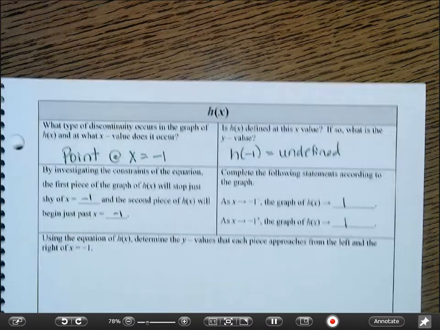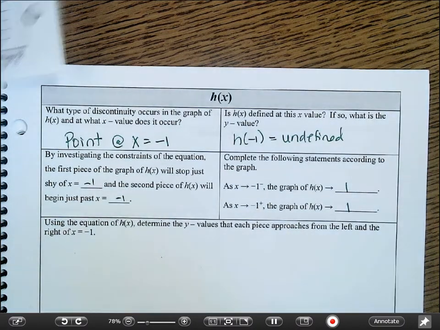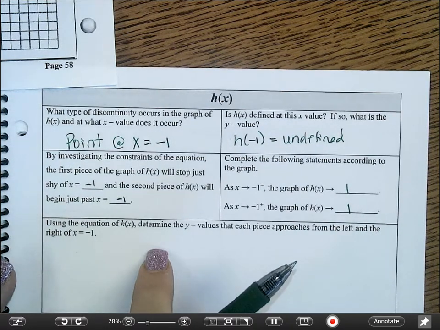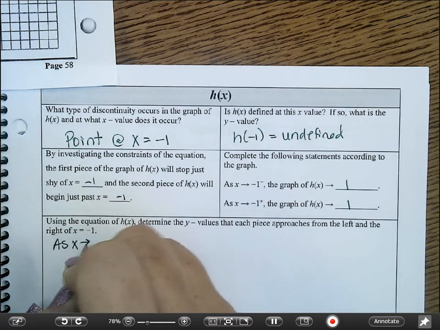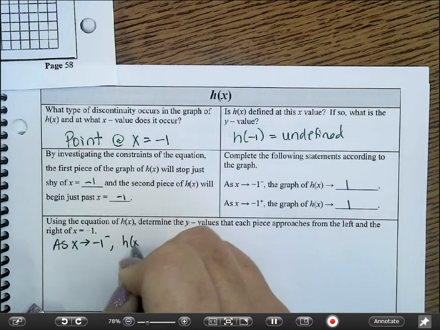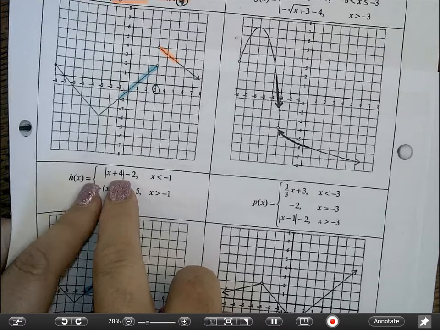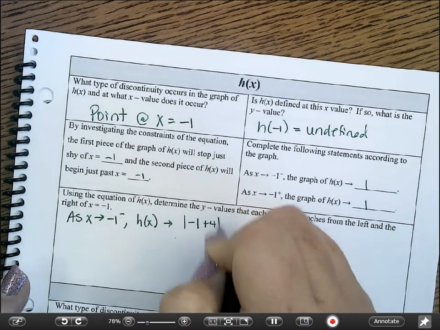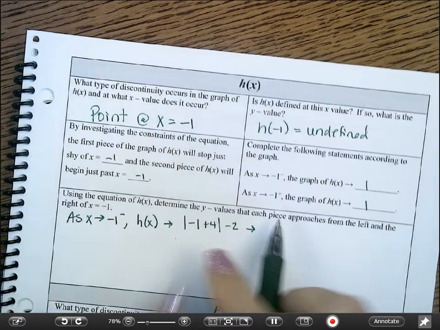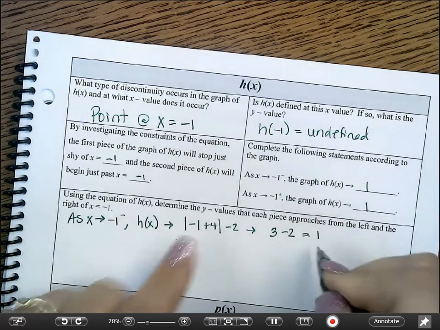So using the equation of h of x, determine the y values that each piece approaches from the left and to the right. So again, we're plugging it into the equation. Here we used the graph, now we're using the equation. So as x approaches -1 from the left, h of x, and again, I'm just using the function right here, the absolute value of x plus 4 minus 2, but instead of x, I'm plugging in -1. And then I'm calculating, that's going to give me a 3. The absolute value of 3 is 3 minus 2, and I get 1.